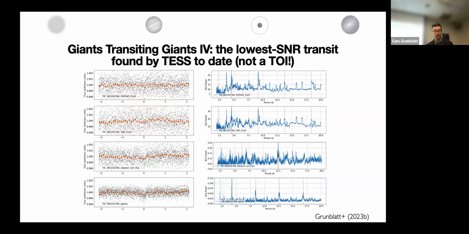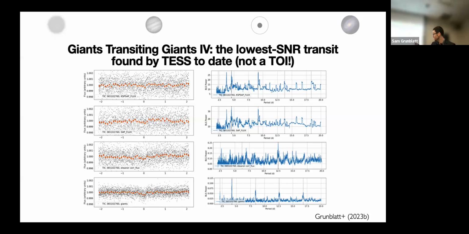But we can actually try to start investigating this. So this is just showing another one of the systems that we recently found. And one of the things that I think is really cool about this system is that we could basically only find it using our pipeline. And so this is comparing different phase folded light curves for 3 different pipelines versus our own, and then the BLS equivalent of that.